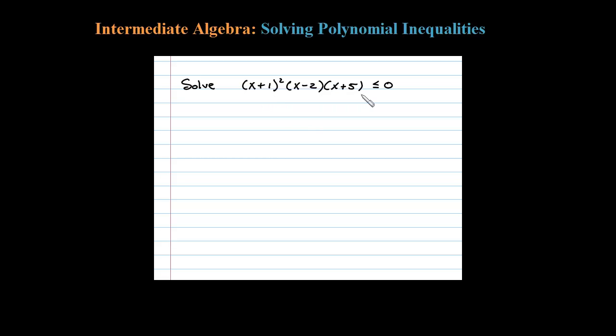Here we're asked to solve this inequality. The nice thing about this is that it's already in factored form. So let's find the critical values. The critical values are simply the zeros. So using the zero property, what will make all these factors equal to 0 here?